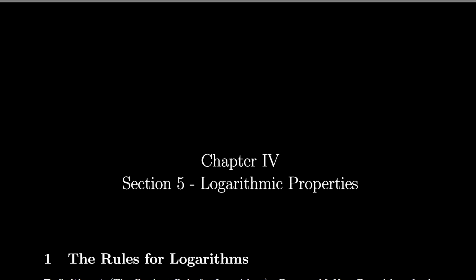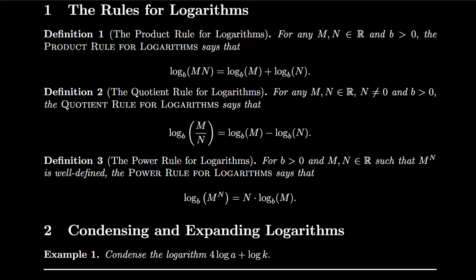All right, let's talk about 4.5 logarithmic properties. First, we start with some rules. So first we have the product rule for logarithms, and the product rule for logarithms says that for m and n in the real numbers, and these can even be algebraic expressions, and your base being greater than 0, then your product rule for logarithms states that if you take the log and in your input your two things are being multiplied, you can break them apart over addition. That is, you add together their logs separately.